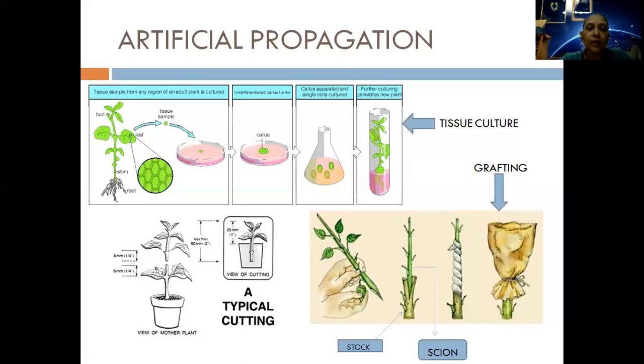Now the next one is tissue culture. Now what is tissue culture? Tissue means many cells, right? So we take cells from the plant that we want, okay.